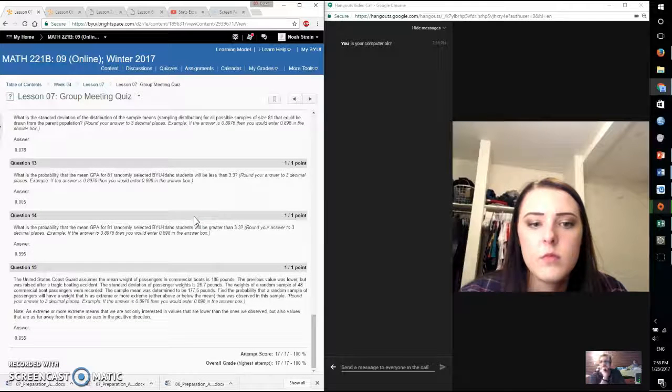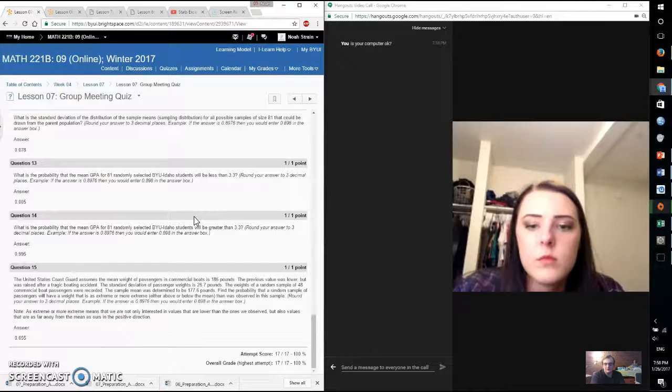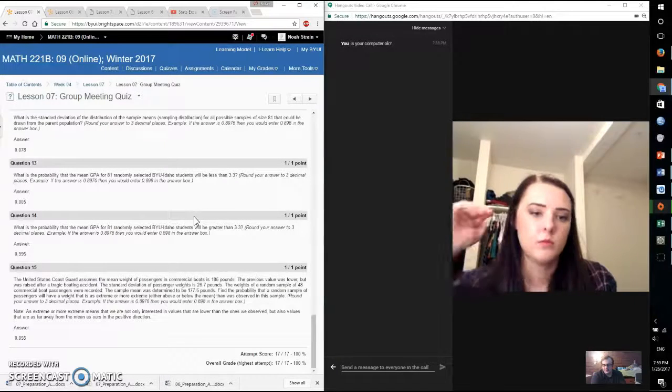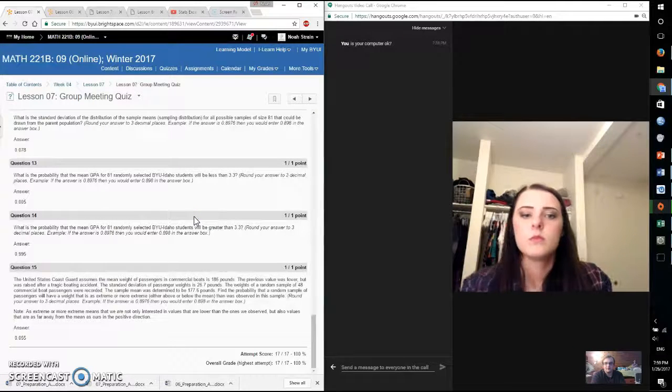For question 14, what is the probability that the mean GPA for these 81 randomly selected BYU students will be greater than 3.3? Now, there's 2 ways we can do this. We can either deselect the left highlighted portion of the graph and highlight the middle and right side, or we can simply subtract 0.005 from 1, and we get 0.995.